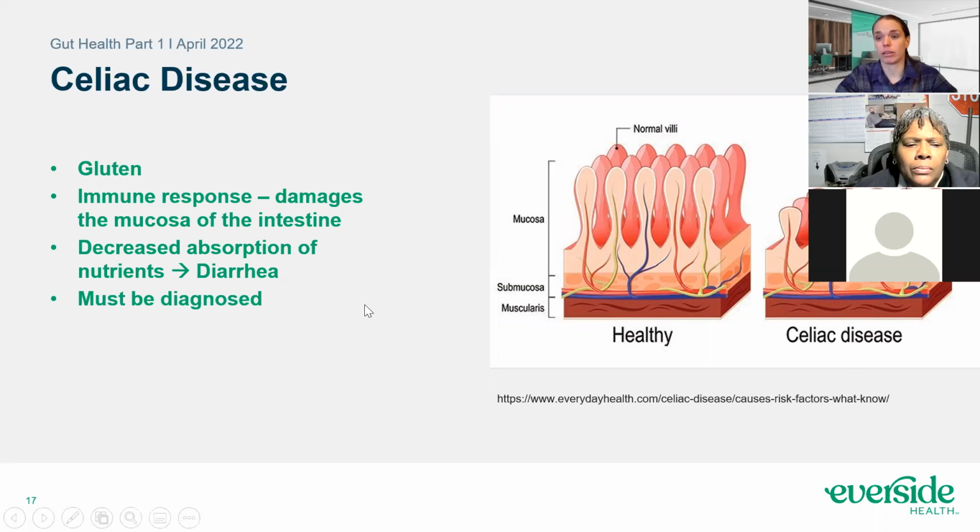It has to be diagnosed though. They have to find that little IgA. There are other things that it could be. Gluten sensitivity is something we'll talk more about in the next part of this. It has similar symptoms, but there's not that actual damage done to the intestinal lining. So that's the big differential there.